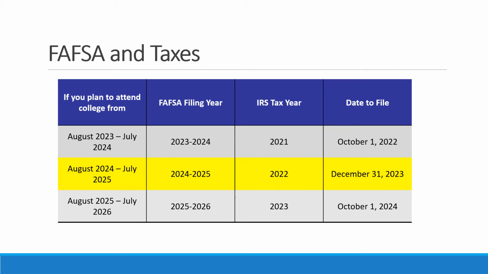So the year highlighted, or the line highlighted in yellow, reflects current high school seniors. They would be attending August 24 to July 25, so they're most likely graduating May, June 24, starting classes August of 2024. They would complete the 24-25 FAFSA year. It uses the 2022 taxes, and FAFSAs could be submitted beginning December 31, 2023.